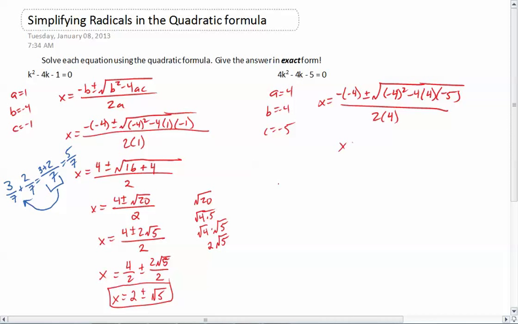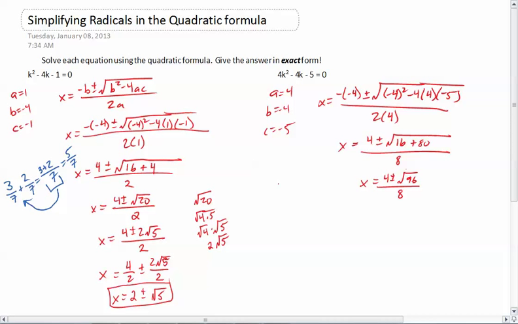Now the simplification again should be fairly easy. 4 plus or minus the square root of 16. I've got -4 times +4, which is -16. -16 times -5 is +80 over 2 times 4 is 8, which of course gives us x equals 4 plus or minus the square root of 96 over 8.